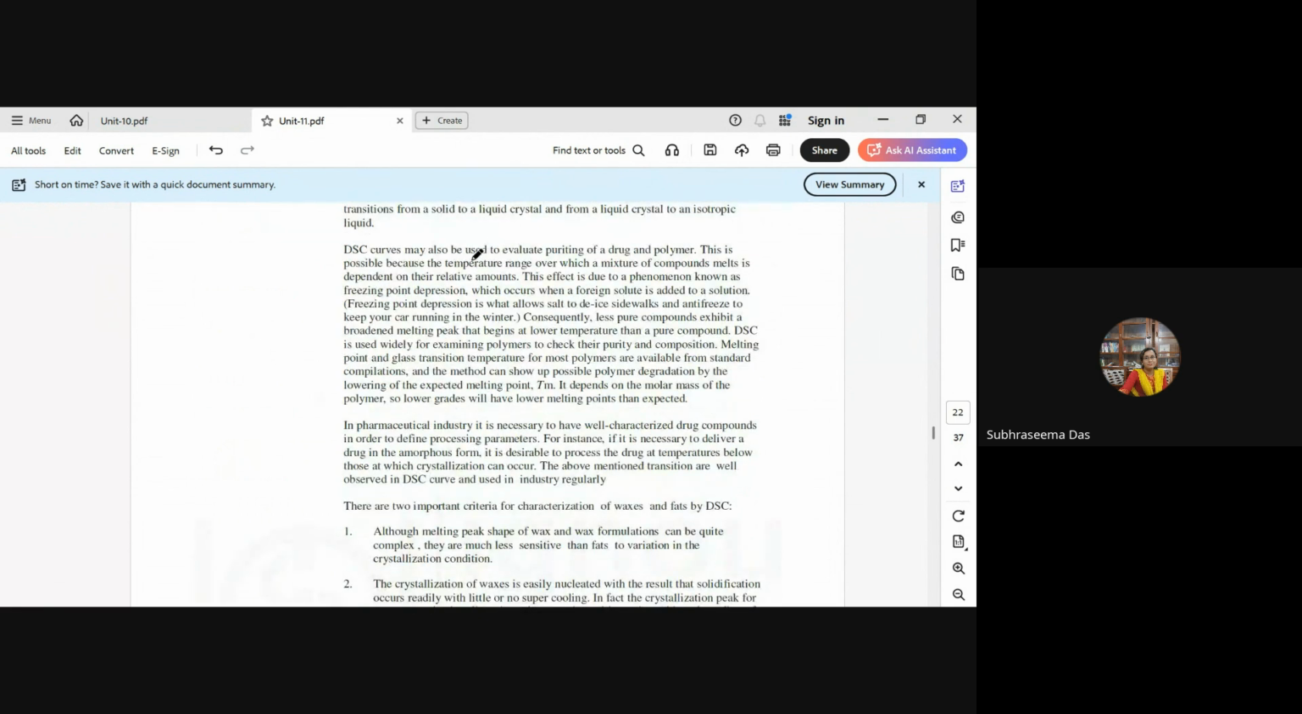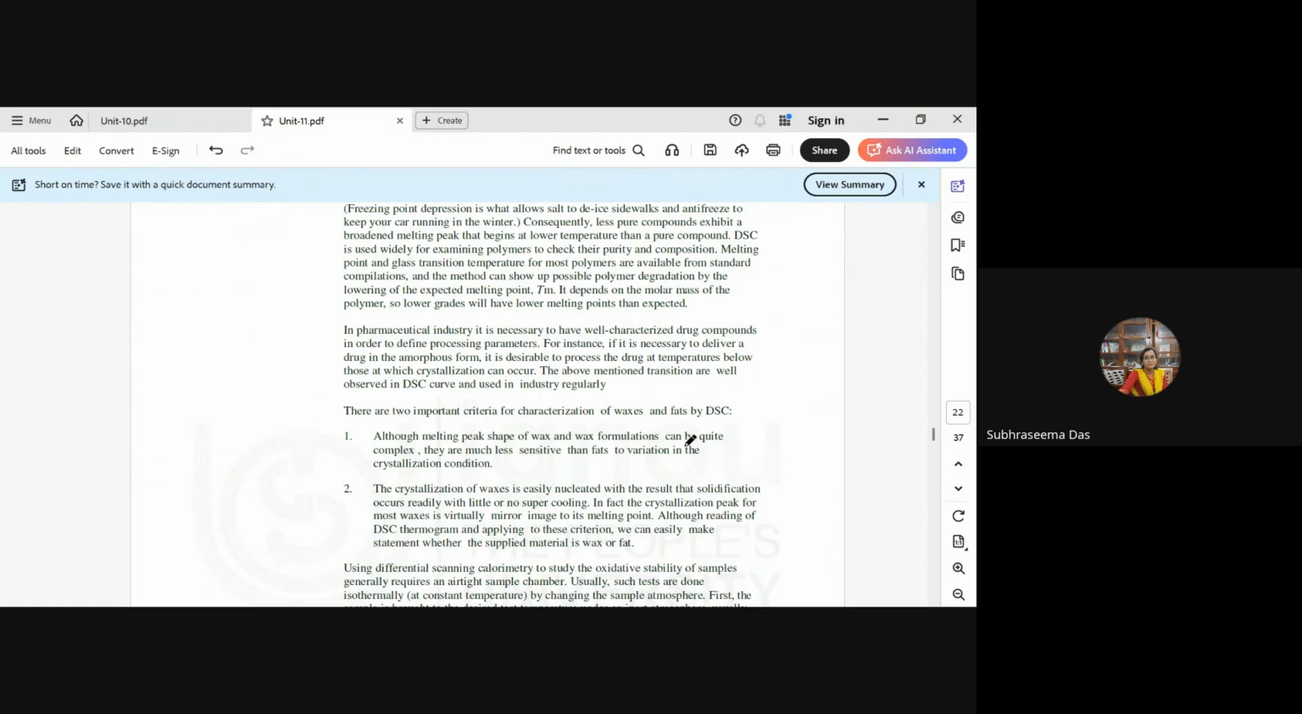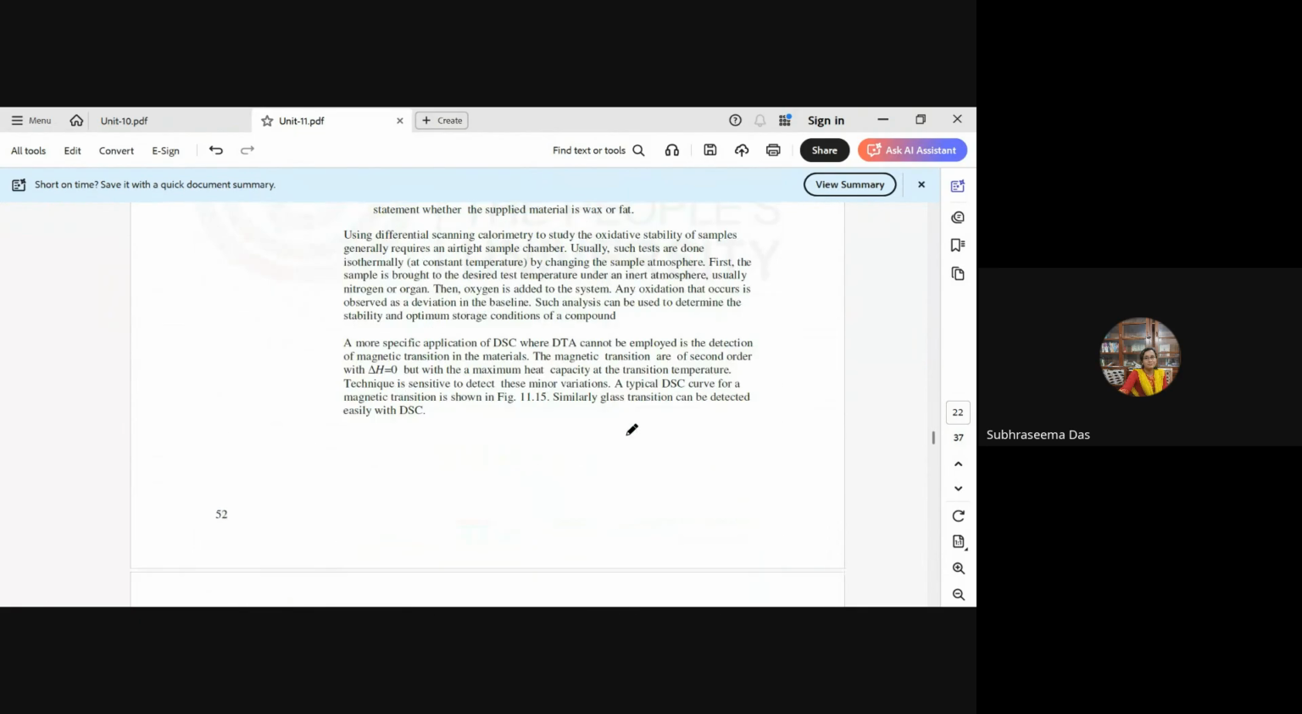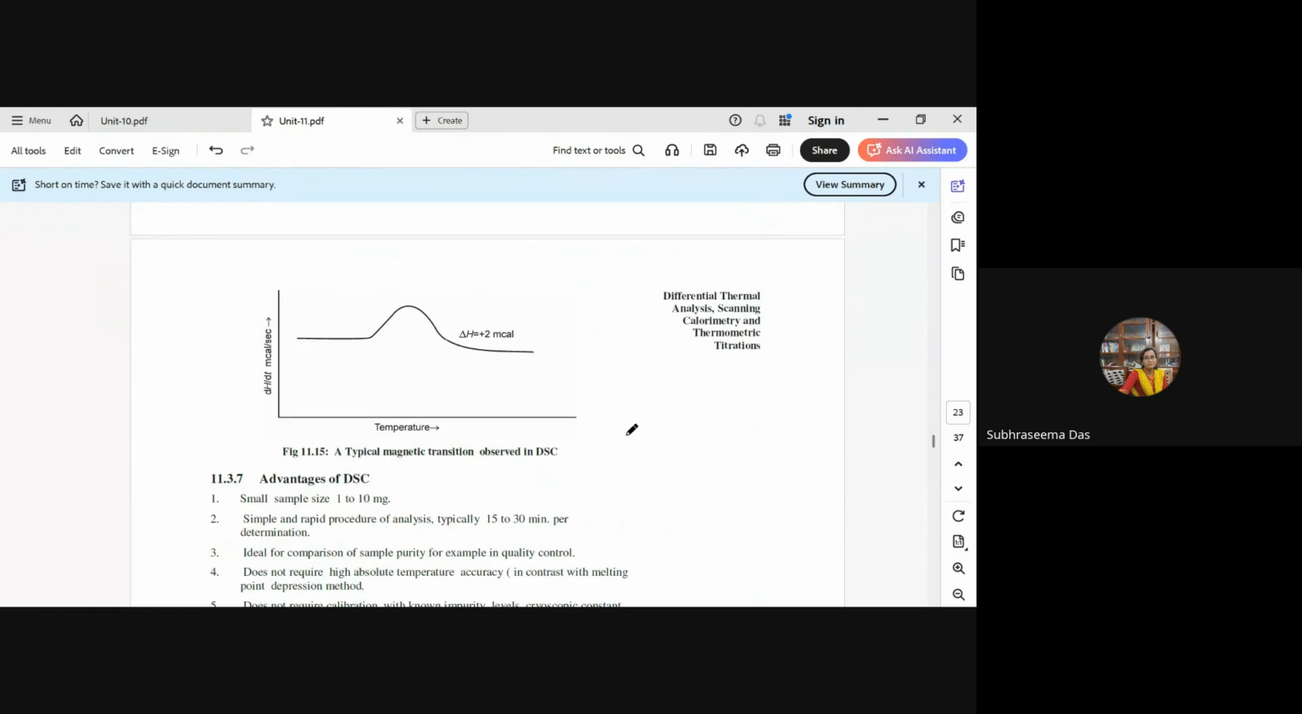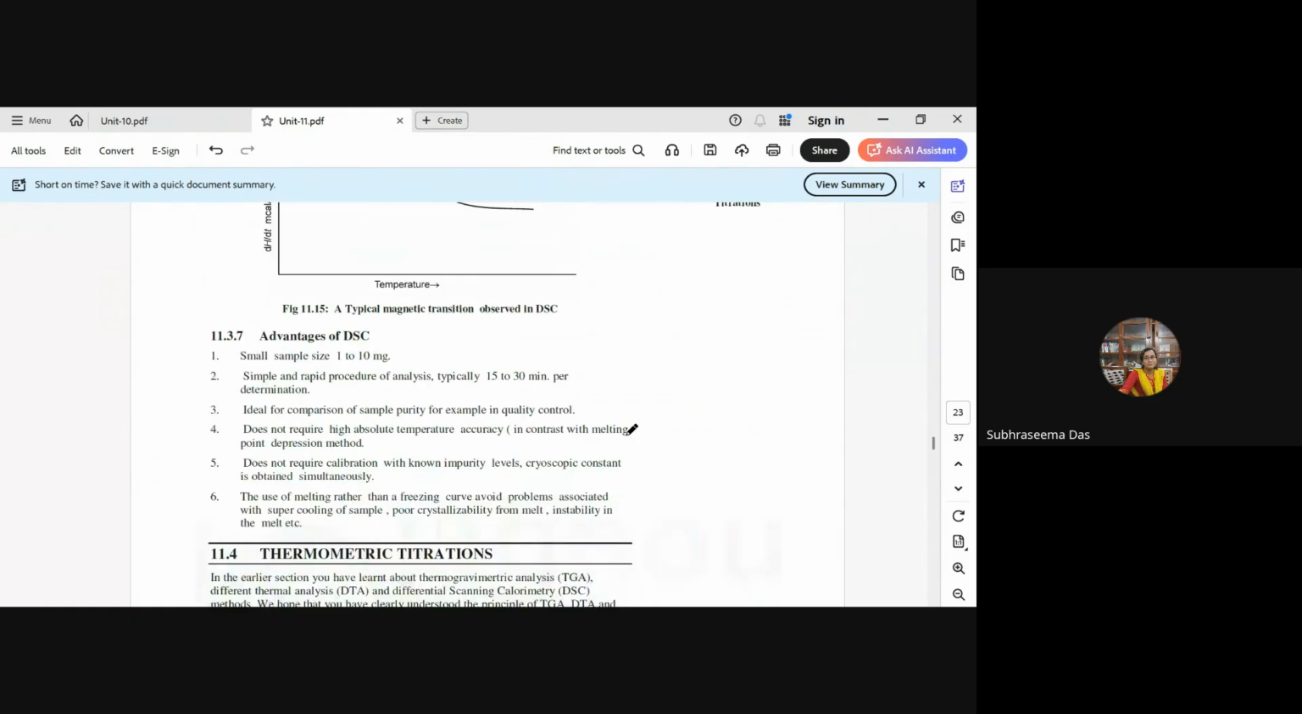DSC curves may also be used to evaluate the purity of a drug and polymer. We also know that drug-polymer interaction is very important, so that is also measured by DSC. Then waxes and fats in the pharmaceutical industry are also characterized by DSC. So DSC has many practical life applications.